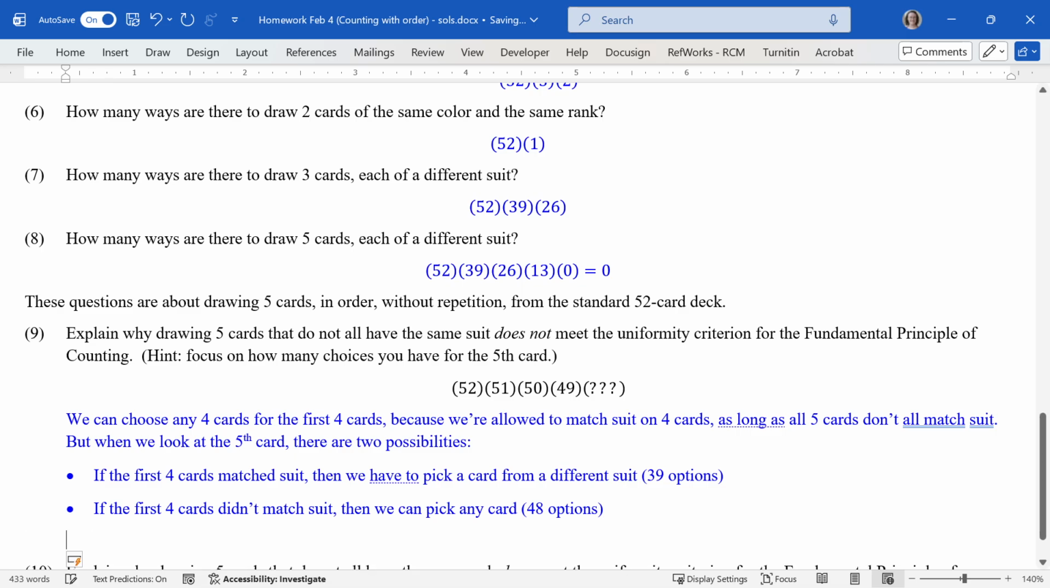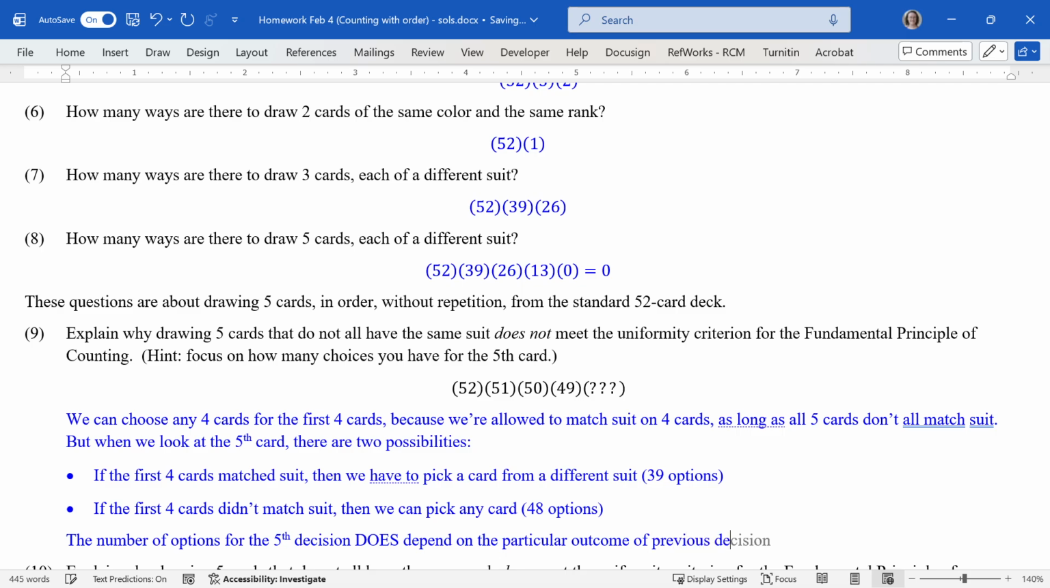Okay, so we see here that the number of options for the 5th decision does depend on the particular outcome of previous decisions. So this does not meet the uniformity criterion.